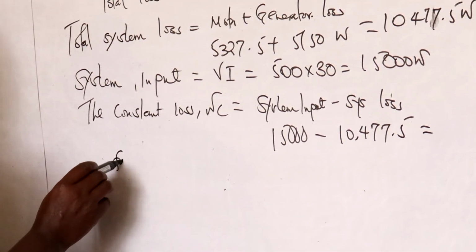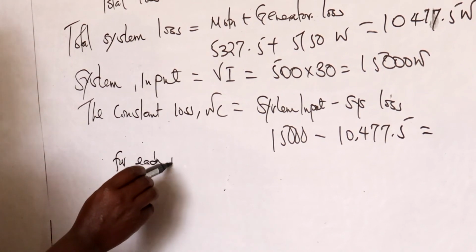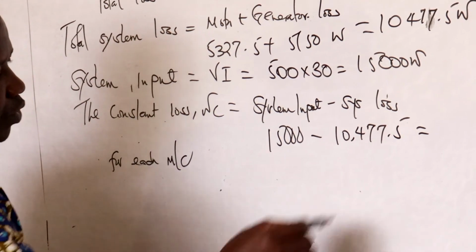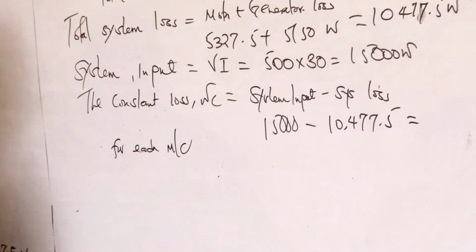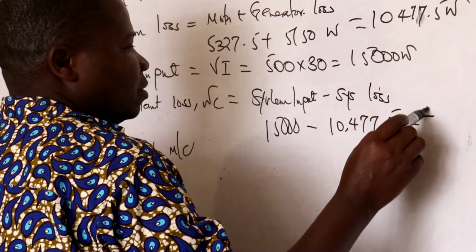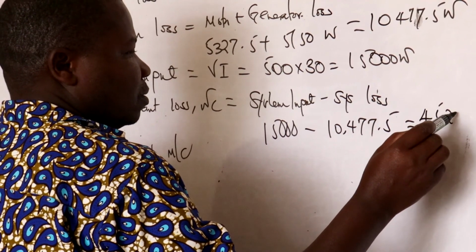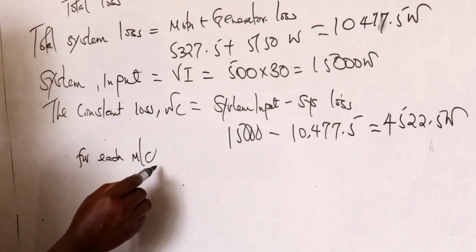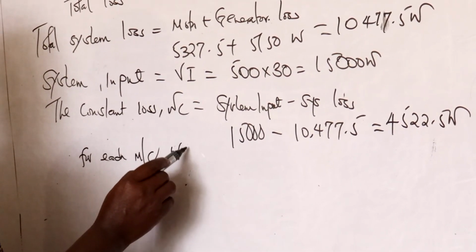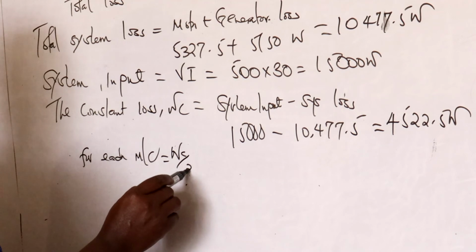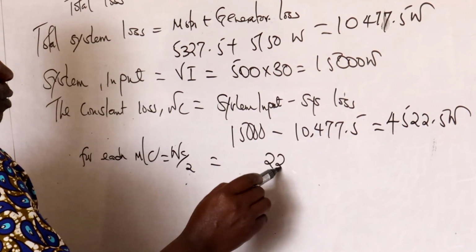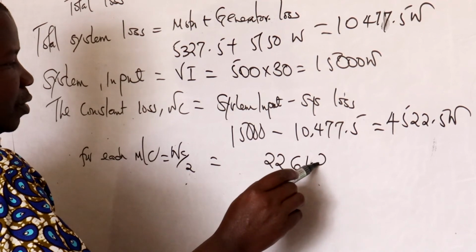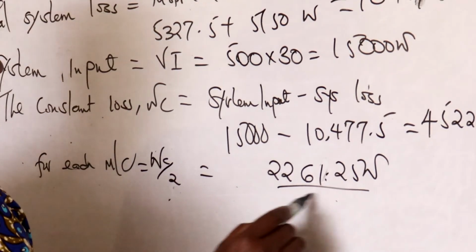For each machine, what do you get here? 4522.5 divided by 2 is 2261.25. So that is the W_C.